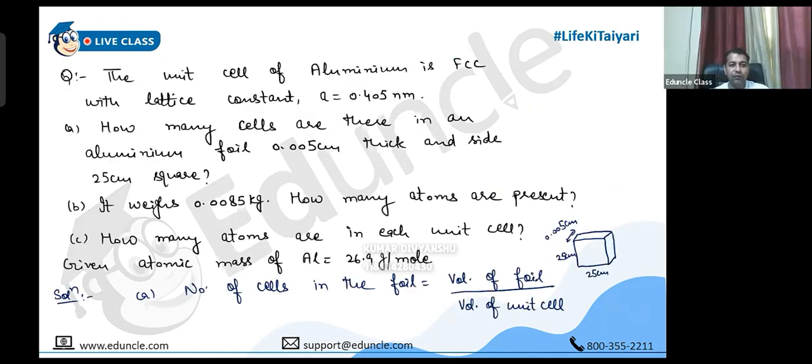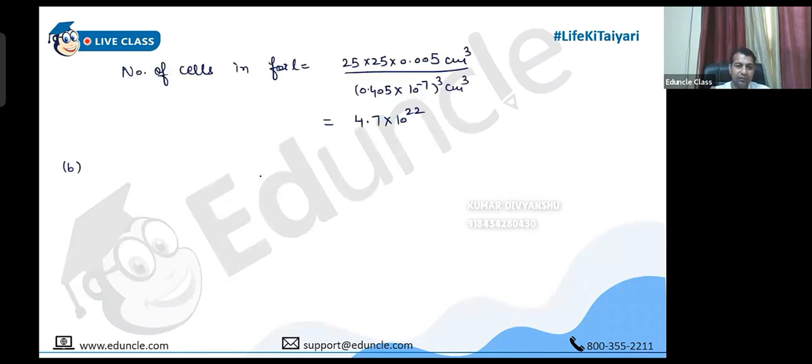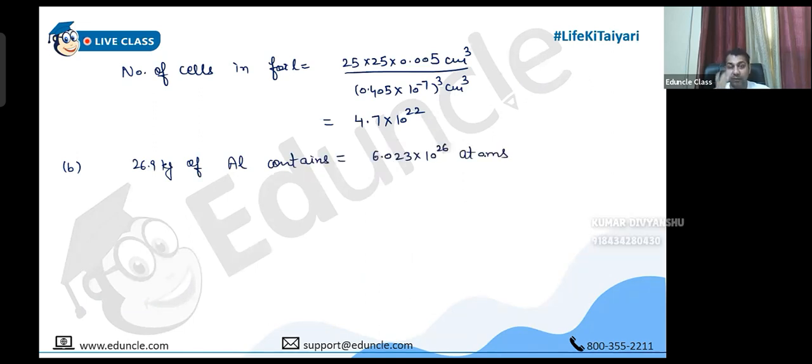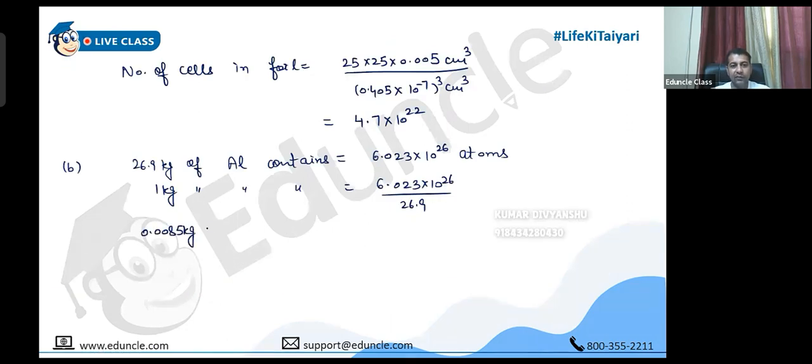Now, the weight of this foil is given, and they are asking how many atoms are present. And for this, we need this information, the atomic mass. So we know the number of atoms within this mass, and then we can calculate within the given mass. So 26.9 kilogram of aluminium contains... I have converted the mass into kilogram, so accordingly the Avogadro number will also change. Avogadro number will become 10 to the power 26 now. If it is in gram, then the Avogadro number stands for 10 to the power 23. Okay. So 1 kilogram of aluminium contains... And how much mass is given? 0.0085. So then 0.0085 kilogram of aluminium contains... So please calculate the number of atoms now.